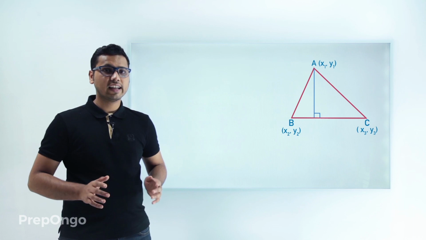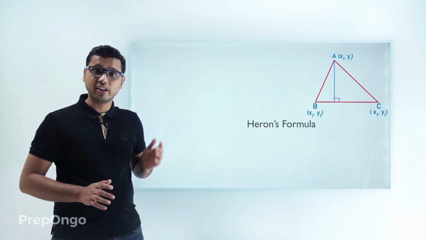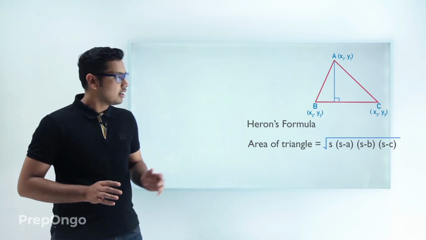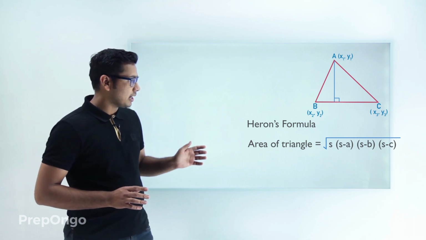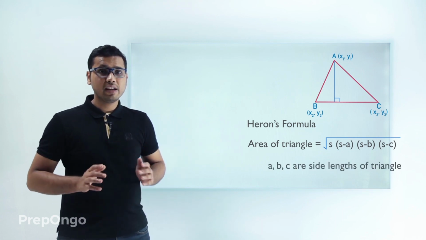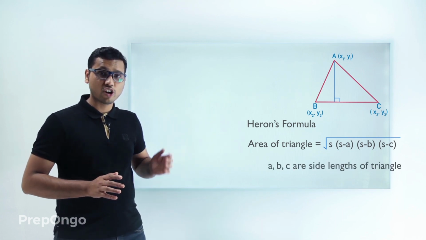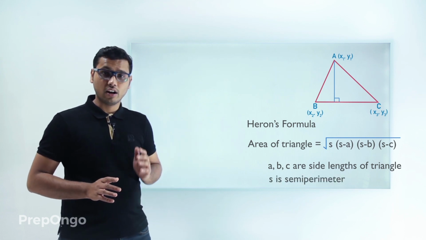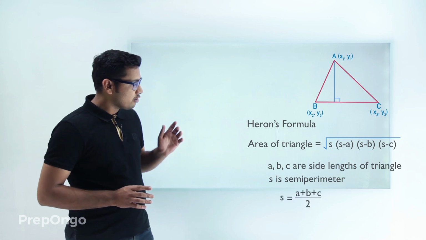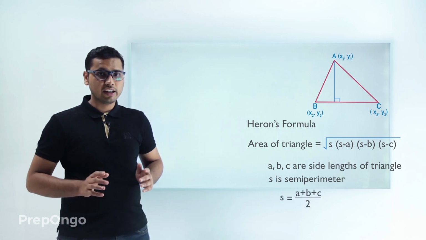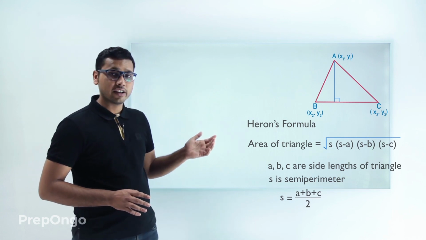In a previous class, we had also learned about Heron's formula, which says that the area of a triangle is under root of s minus a, s minus b and s minus c, where a, b, c were the side lengths of the triangle and s was the semi-perimeter, or half the perimeter. So the value of s was a plus b plus c by 2. So can we apply Heron's formula to find the area of this triangle?